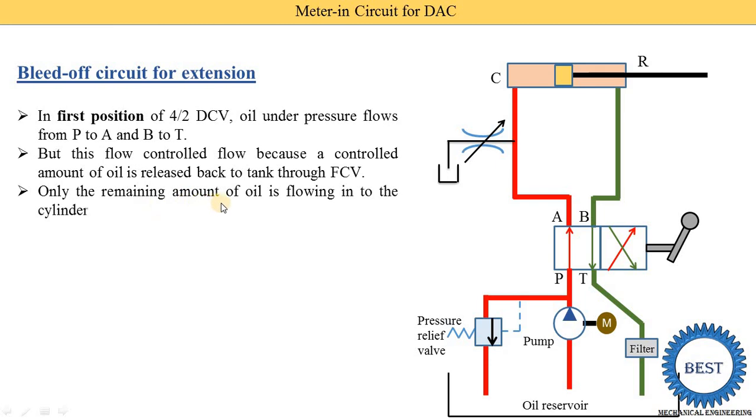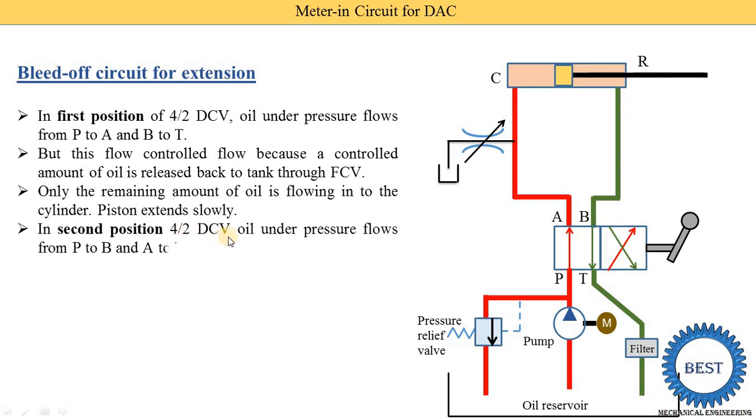Only the remaining amount of the oil flows into the cylinder and the piston extends slowly. Why does the piston extend slowly? Because some quantity of the oil goes back to the oil reservoir, and only a small quantity of oil is supplied to the cap end port. That's why the speed is reduced.